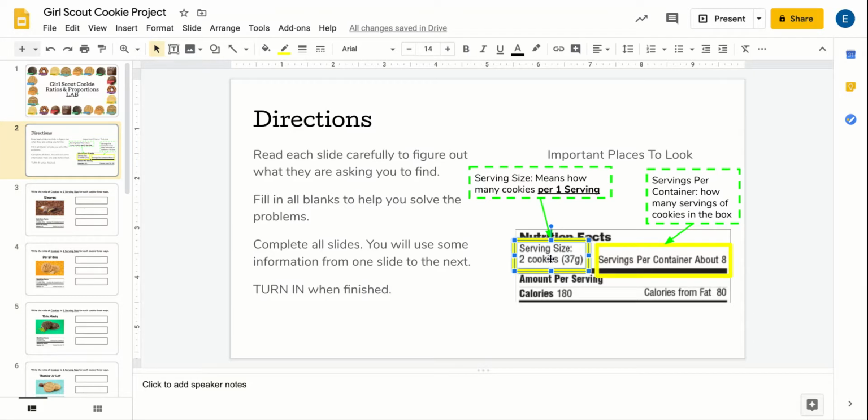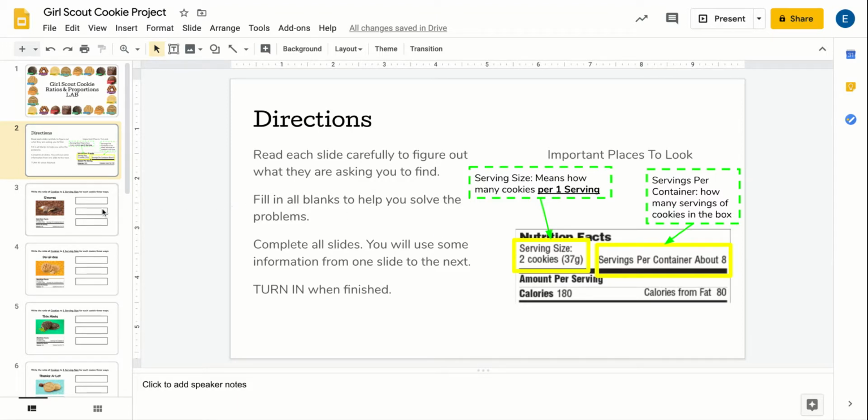I'm going to talk about some serving sizes, okay? When I talk about the serving size, you're going to look and see it means how many cookies per one serving. So here, for example, it says 2 cookies is the serving size. So it's 2 cookies per one serving, or 2 to 1 maybe. Servings per container over here, well, there's 8. There's 8 servings, and I even give you a little reminder. It's how many servings of cookies in the box. Well, that means I can have 2 cookies 8 times because there's 8 servings in a box. Serving is 2 cookies.